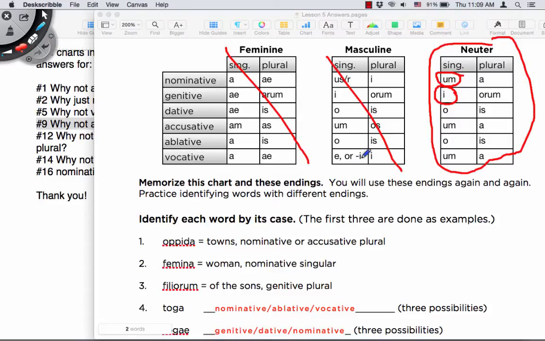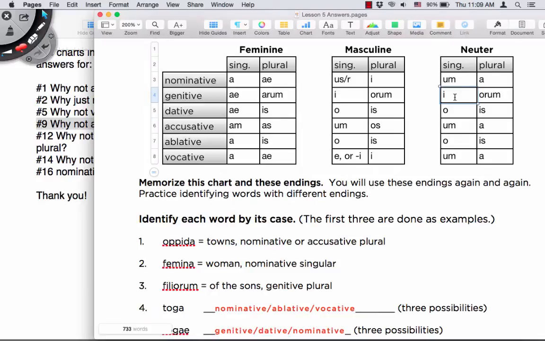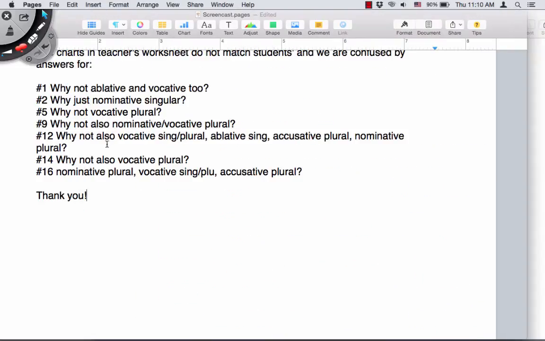This email is suggesting that maybe we should have a vocative option and a plural option and a plural vocative option. The problem is oppidum is a neuter word. It has nothing to do with the masculine side. So this is not an option. These guys are out. So for number 9, we only have one possibility, and that is the genitive singular, oppidi, of the town.